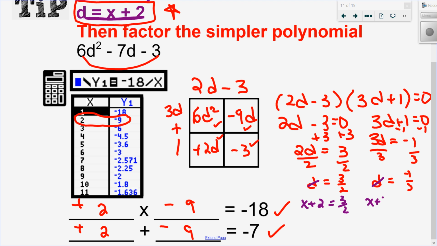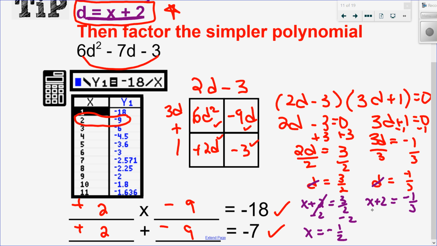And x plus 2 equals negative 1/3. So to solve for x, I would just subtract 2 from both sides. So x equals, and we can do this on our calculator. So you can do 3/2 and then take away 1, and that's a negative half, negative 0.5. So I know x equals negative 1/2.